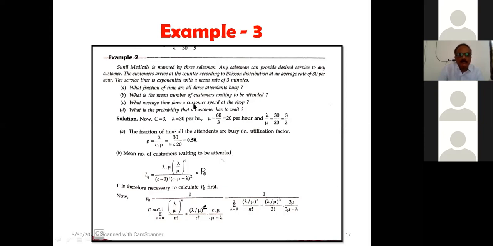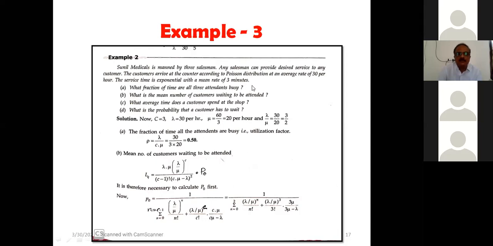What average time does a customer spend at the shop? And last one is, what is the probability that a customer has to wait? Now, from the given problem, C is equal to 3, indicating the number of salesmen. Then lambda is equal to 30 per hour, mu is equal to 60 by 3. This is because the service time is exponential with a mean of 3 minutes.